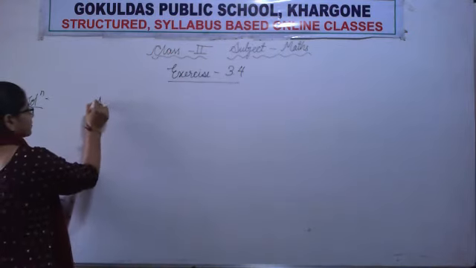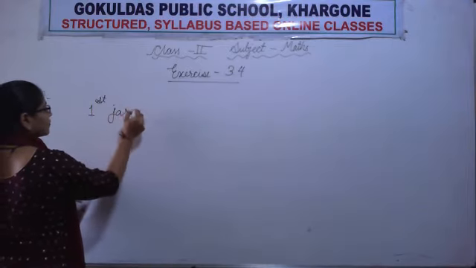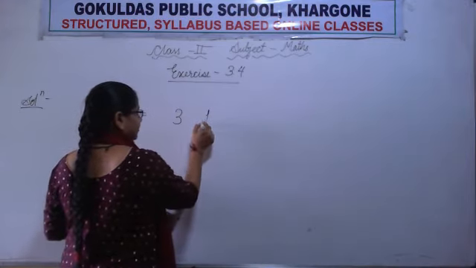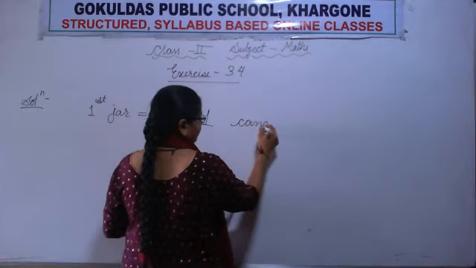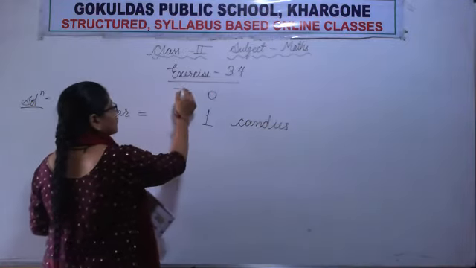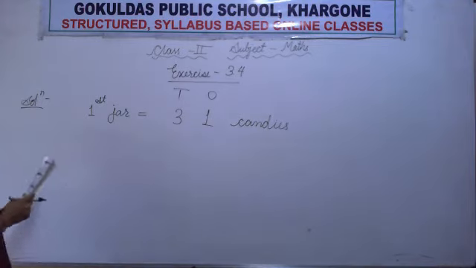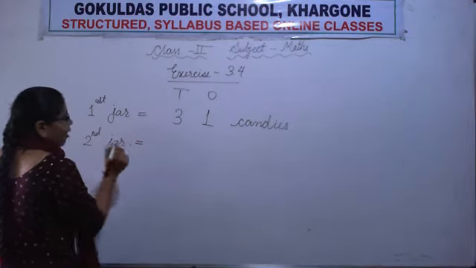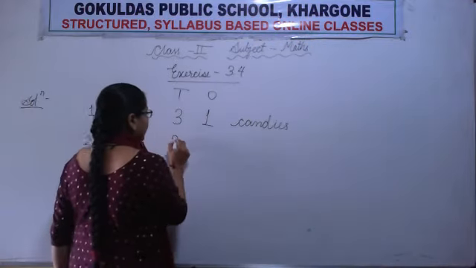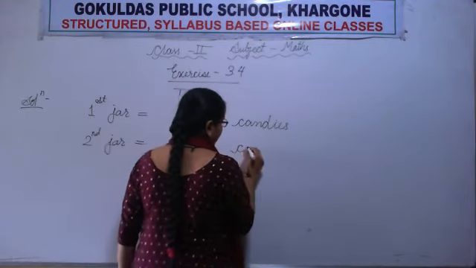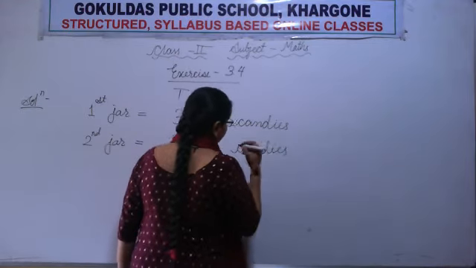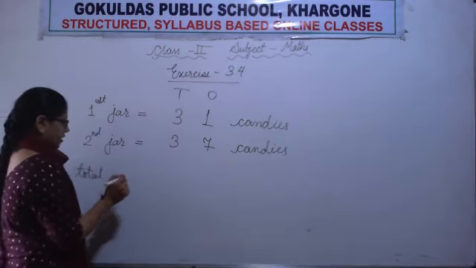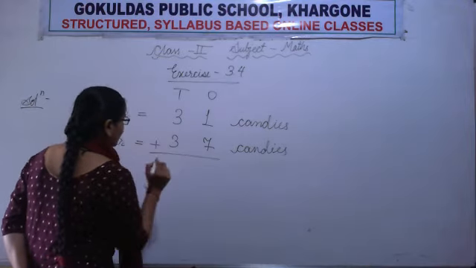First jar. How many candies? 31 candies. Do not forget about writing tens and ones. Now let's write about the second jar. How many candies in the second jar? 37 candies. So we'll write 37 candies. Now we have to find the total.